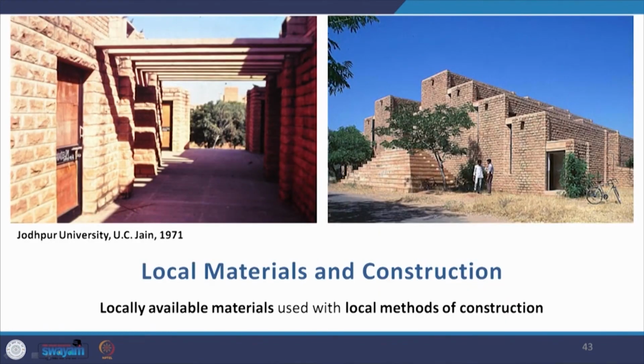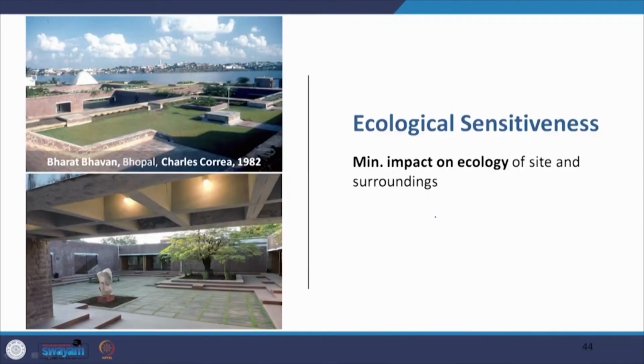Local materials in construction, we have already seen the example of the Jodhpur University by U.C. Jain, 1971, we have just briefly skimmed across it. Locally available materials used with local methods of construction. Ecological sensitiveness means not to destroy a site but to let the project merge with the site and minimize the impact on the ecology of the site and surroundings, as in the Bharat Bhavan by Charles Correa in 1982.